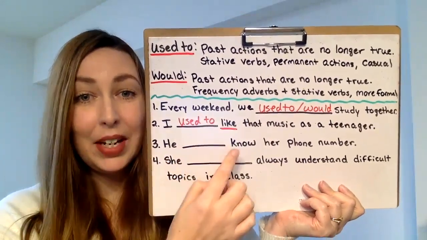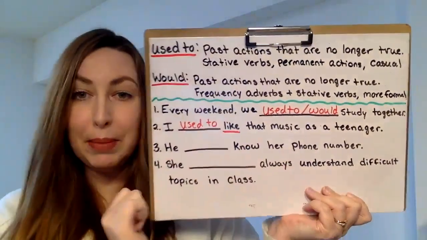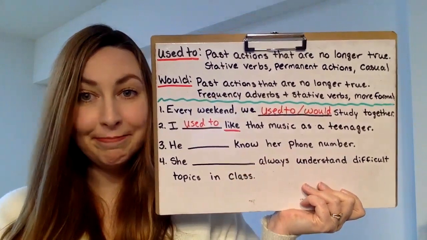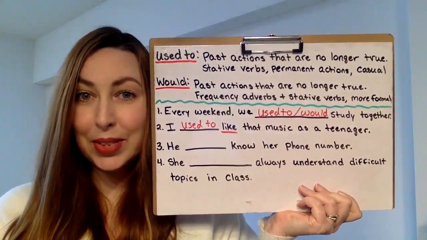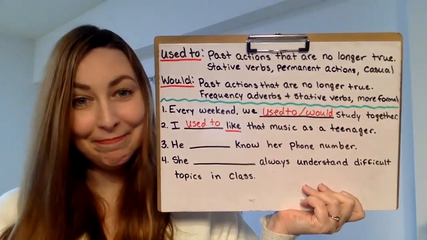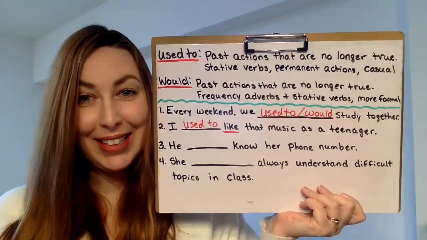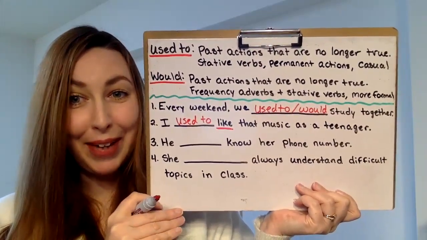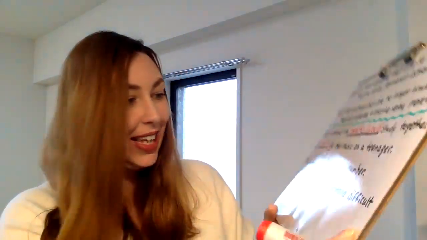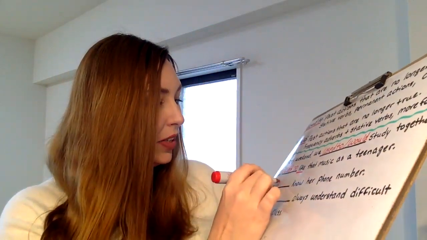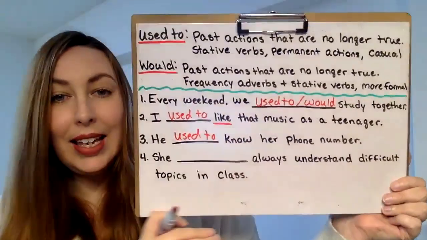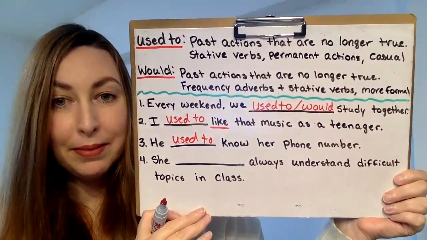He know her phone number. Would we use he used to? He would? Are both of them okay? Write your answer in the comments. Let's see if you can get this one right. Hopefully you can. All right, there's only one correct answer again here. The correct answer is used to. Okay? He used to know her phone number.